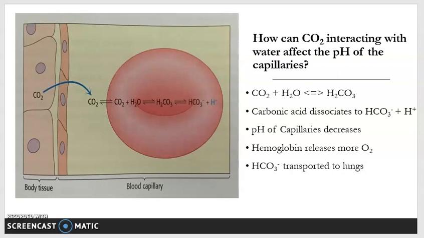So most carbon dioxide is transported to the lungs in the form of HCO3 minus and then released into the blood plasma.